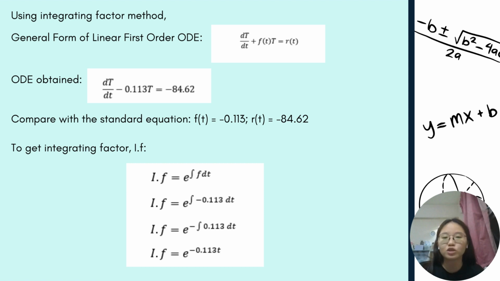And the ODE that we just obtained from the previous part is dT over dt minus 0.113 capital T equals negative 84.62. We compare the ODE with the standard equation to get f equals negative 0.113 and r equals negative 84.62. Then, to get the integrating factor, also known as IF, we use the equation IF equals e power integral of f with respect to small t. And we obtain the integrating factor equals e power negative 0.113 multiplied by small t.